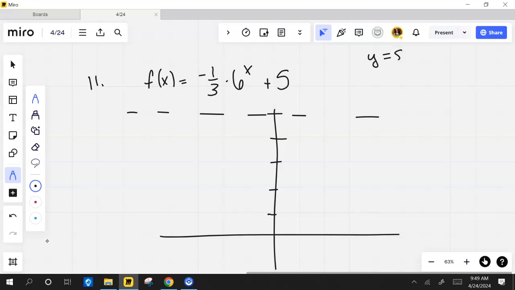What's special about this one? It's flip. Is it Florida somewhere? I don't know.